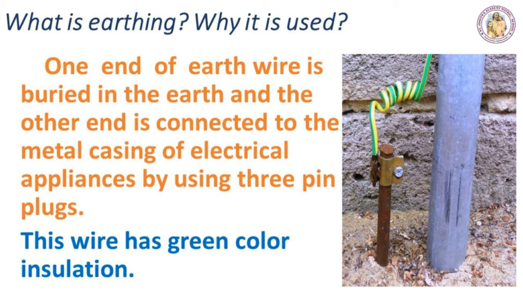This wire provides a low resistance path to the electric current. The earth wire sends the current from the body of the appliance to the earth whenever a live wire accidentally touches the body of a metallic electric appliance. Thus, the earth wire serves as a protective conductor which saves us from electric shocks.